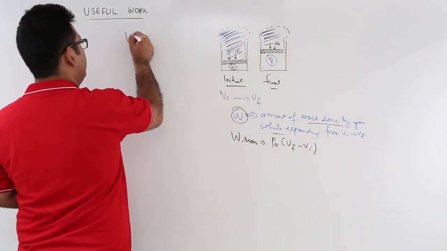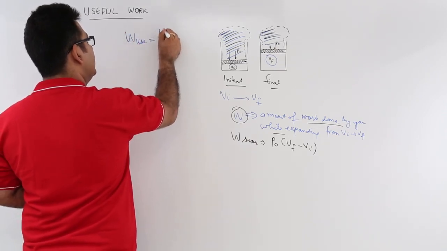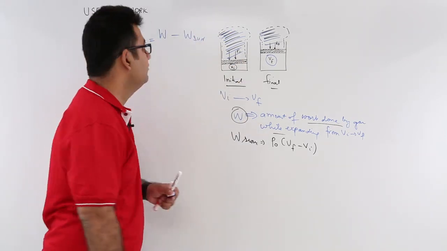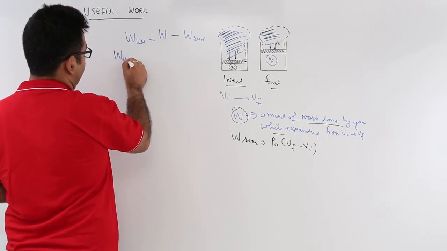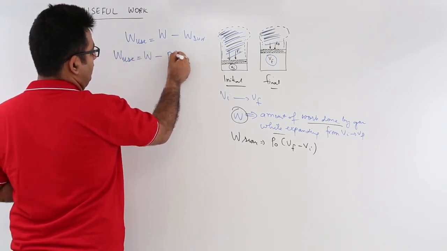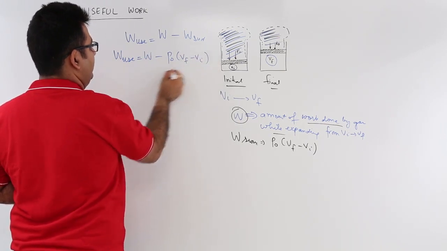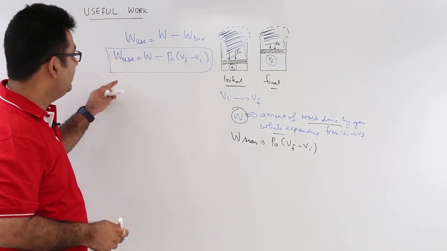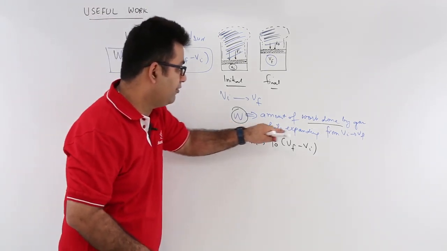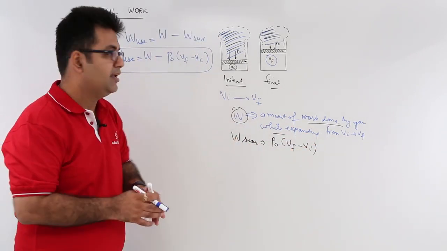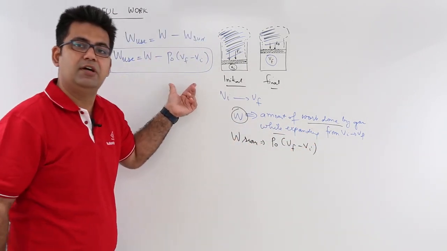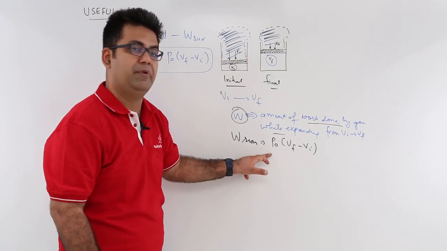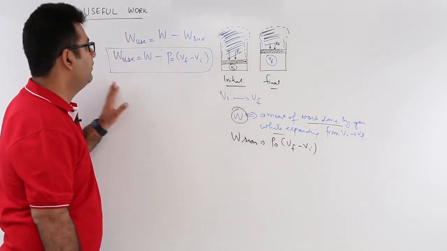So the useful work is basically W minus W surrounding. So this becomes W minus P naught into Vf minus Vi. This is the expression for the useful work. That is the work done by the gas while expanding from Vi to Vf in a piston cylinder arrangement, minus the surrounding work, which is the work done during expansion to push out the atmospheric envelope against the atmospheric pressure P naught. So this is the mathematical expression.